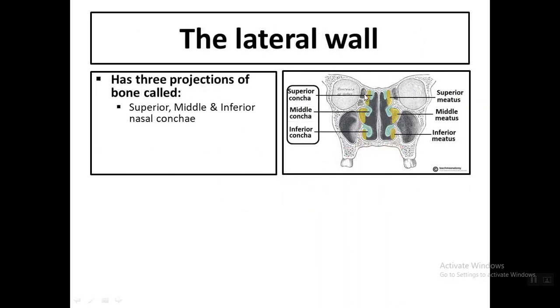The lateral wall is an important wall. Why? Because it has three bony projections, called the superior, middle, and inferior nasal conchae, or turbinates. These bony projections increase the surface area of the nasal cavity.